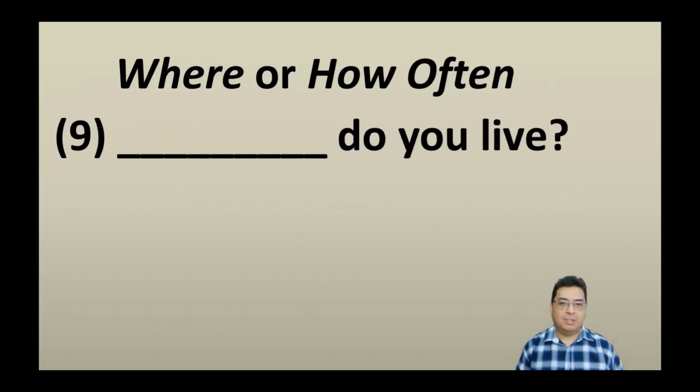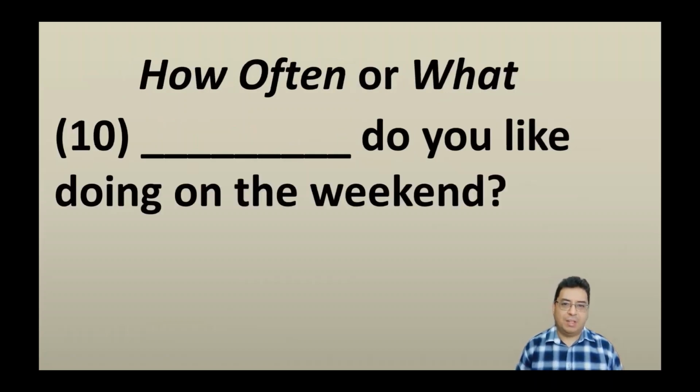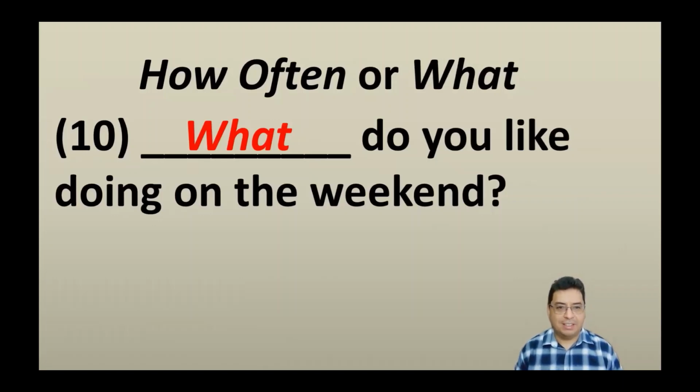Number nine, the two choices are where or how often. So number nine says, blank do you live? That's right, it's going to be where do you live? For number 10, we have how often or what. And number 10 says, blank do you like doing on the weekend? So what are you going to choose? That's right. What do you like doing on the weekend?